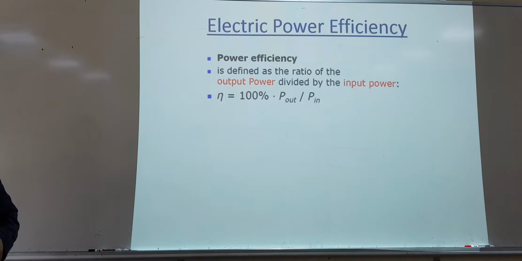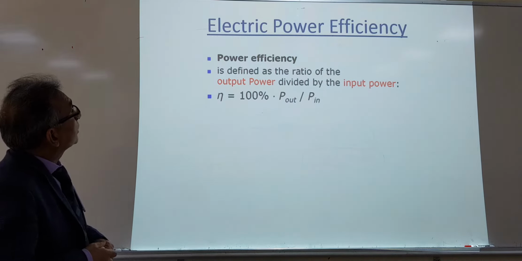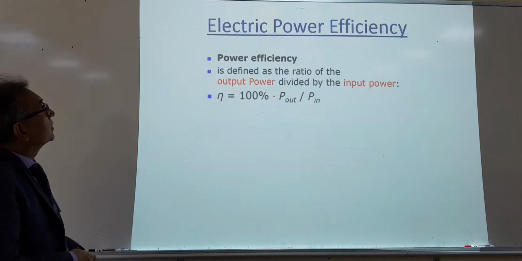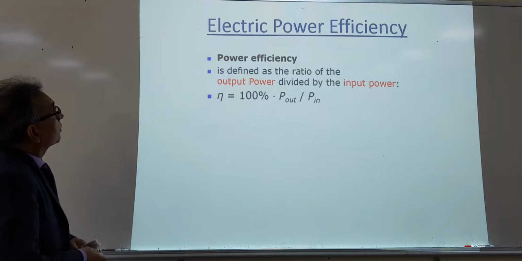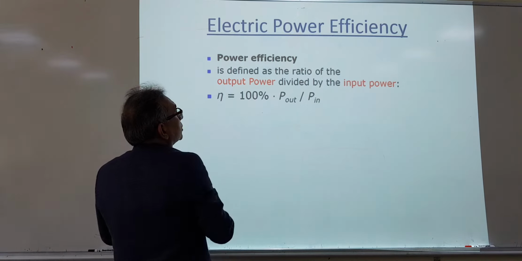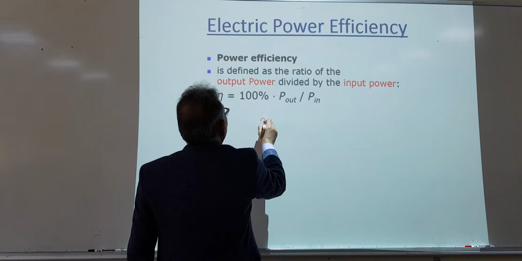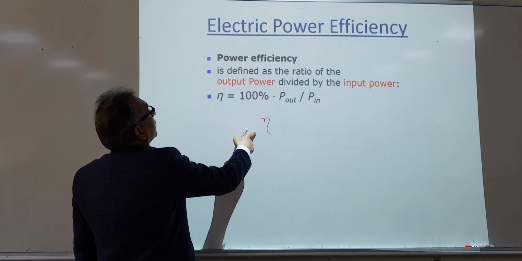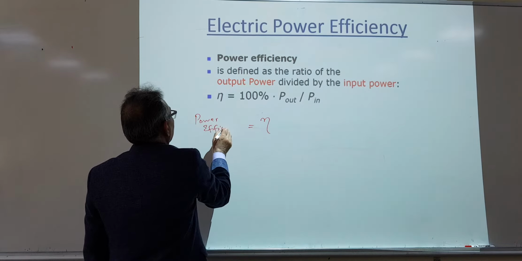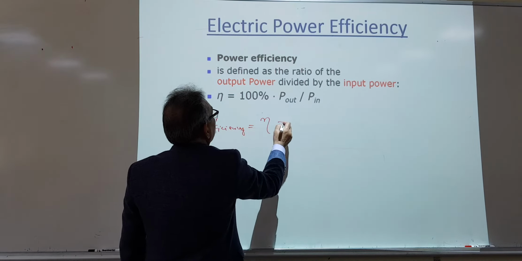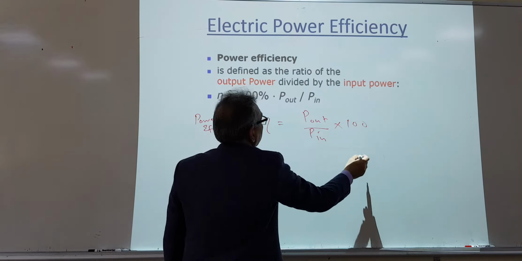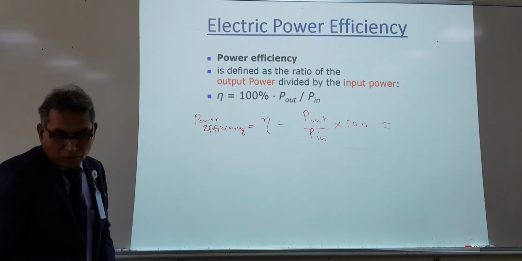So we here define electrical power and electrical energy efficiency. How efficient is that machine? What is its power efficiency? Now, it's defined as the ratio of the output divided by the input. Okay, so this is the Greek letter eta, which is the efficiency, power efficiency. Efficiency is equal to P out over P in multiplied by 100. So you would get percentage for the efficiency.